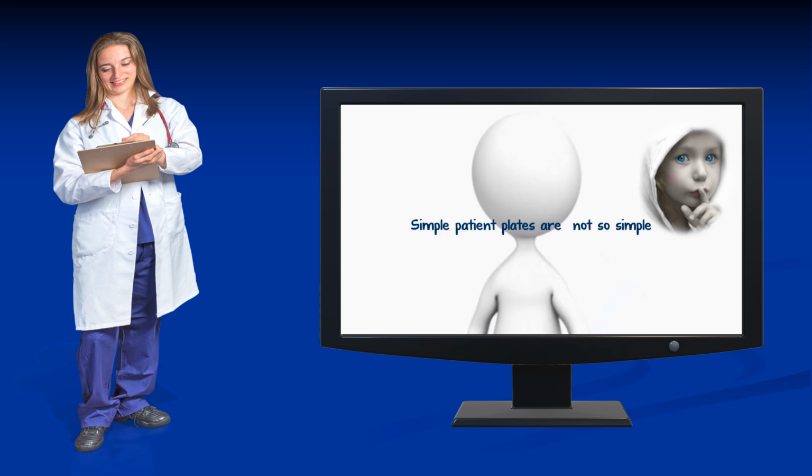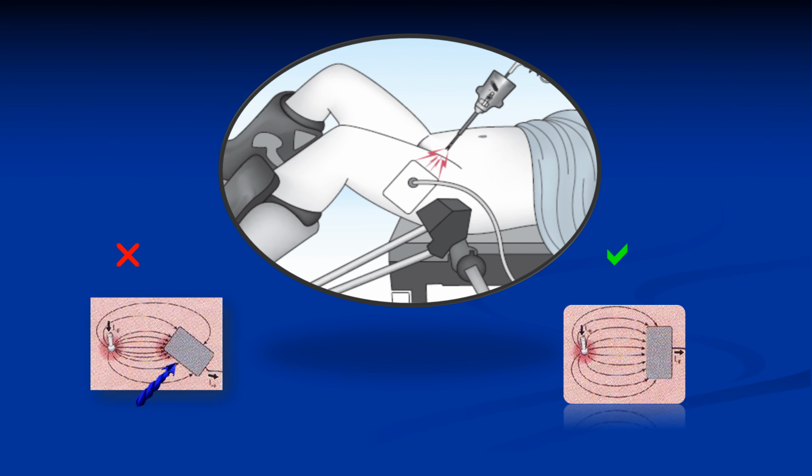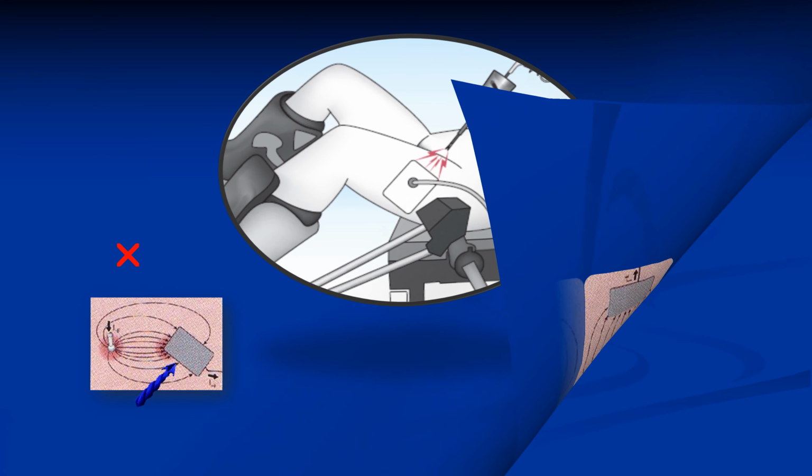So we can see that the patient return electrode is not so simple. It is a very important thing to be considered. Here is an example of how the patient return electrode applied in the wrong way can cause injury, and how we can apply it in the proper way and keep the patient safe.